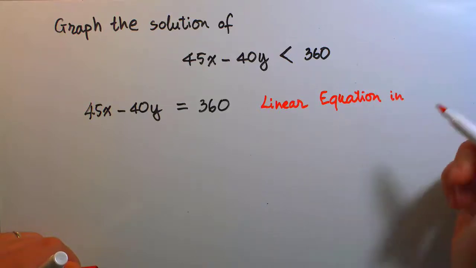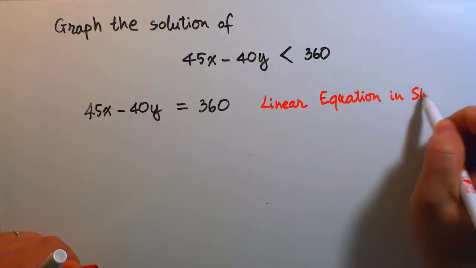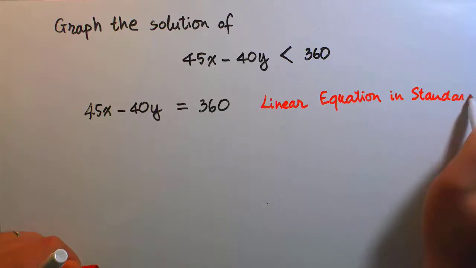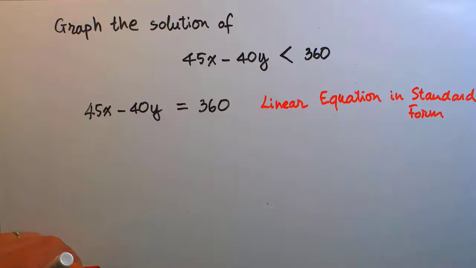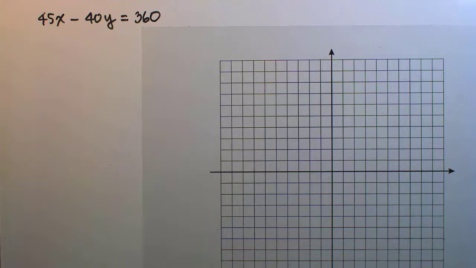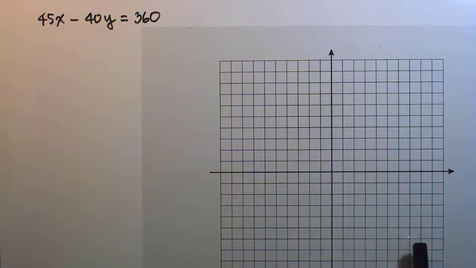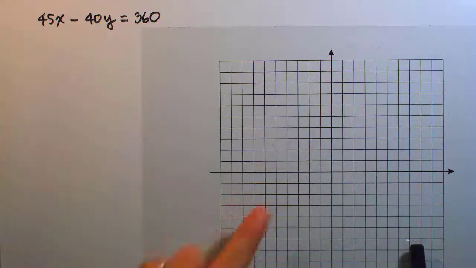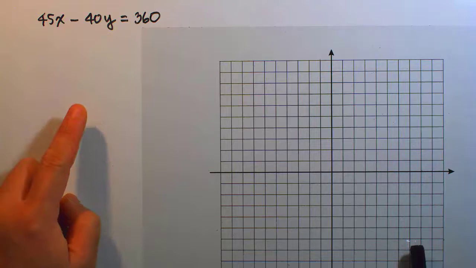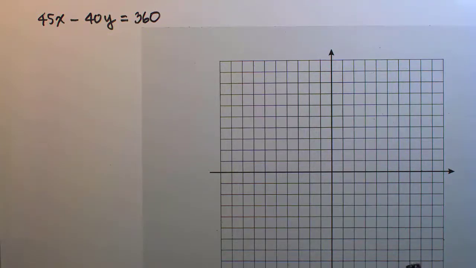Of course, two variables, but in standard form. In standard form. So that's a terminology for that. Then now allow me to put in some grids, and we are going to graph this linear equation in standard form in this graphing space. And together we will graph the solution to our beginning inequality.